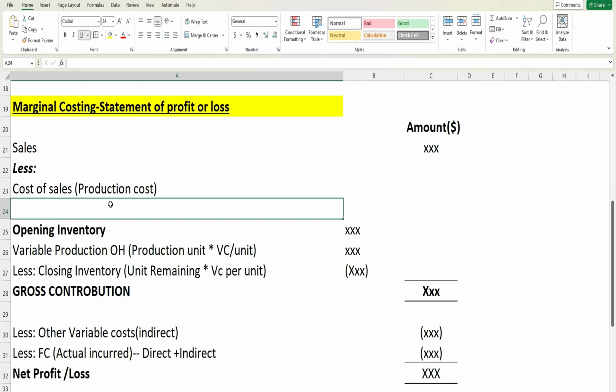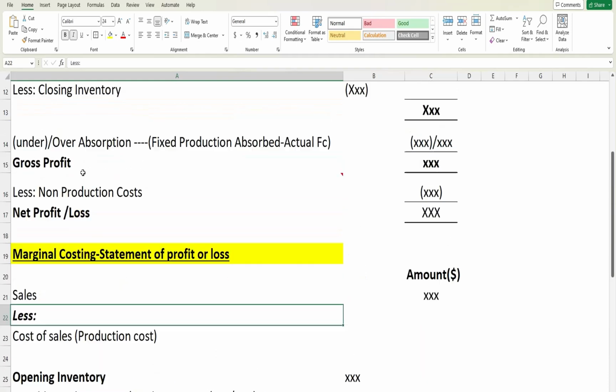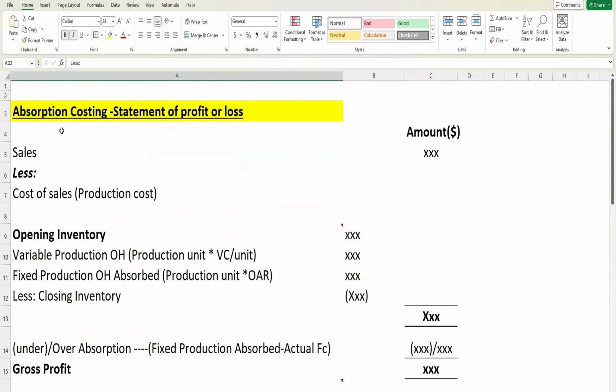All right. Okay, so this is the format I had made. It is similar to the absorption costing. If you look back at the format of absorption costing, it's similar. Why did I make it this way? Because it will be easy for you guys to remember in the long run.